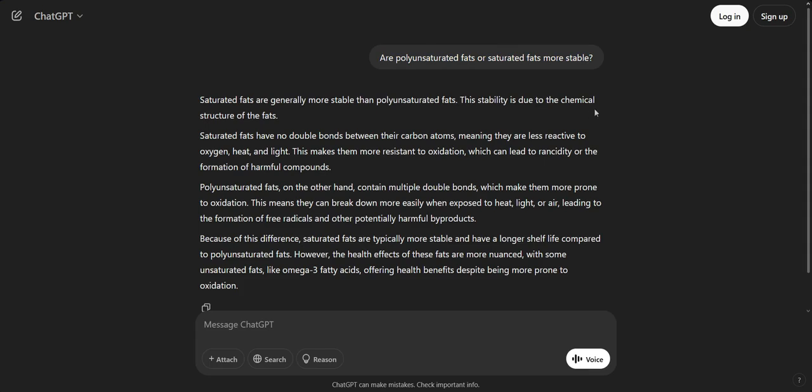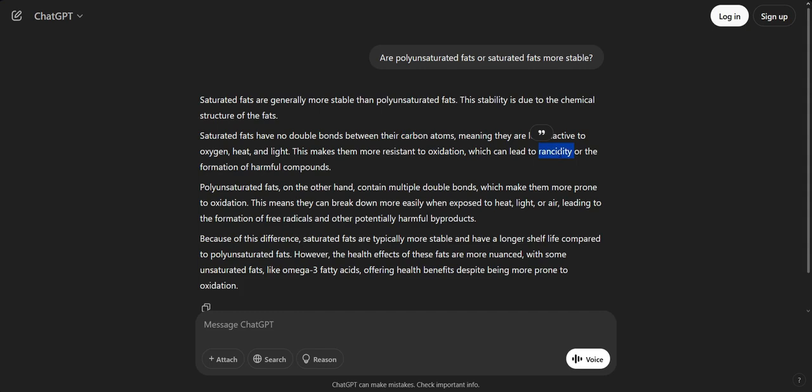This stability is due to the chemical structure of the fats. Saturated fats have no double bonds, right? We were just looking at that, between their carbon atoms, meaning they are less reactive to oxygen, heat, and light. This makes them more resistant to oxidation, which can lead to rancidity, right?